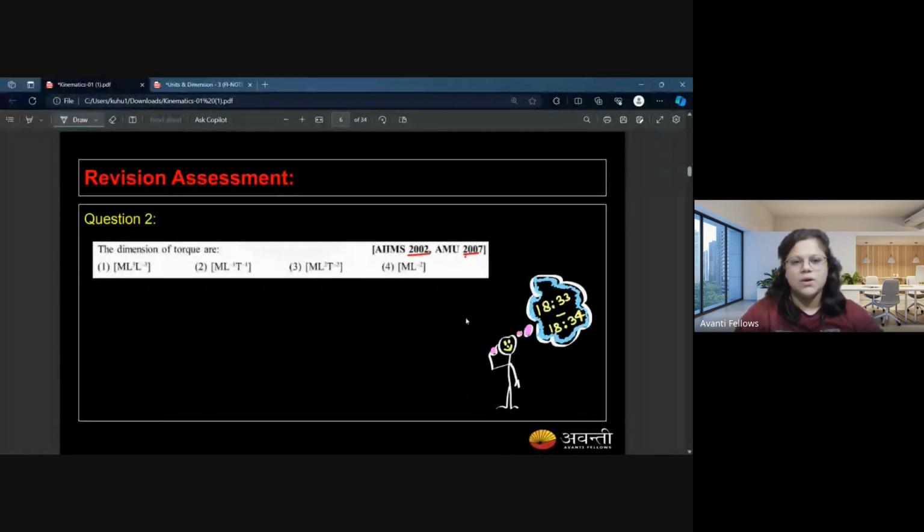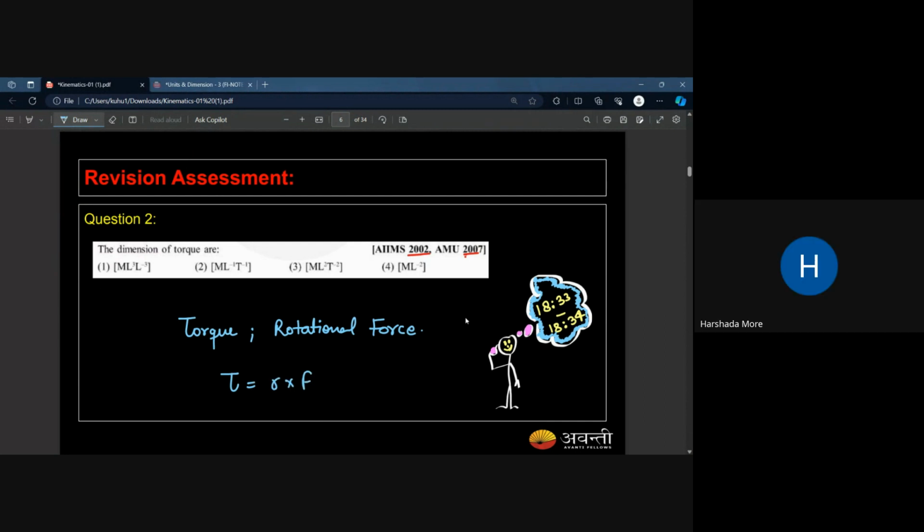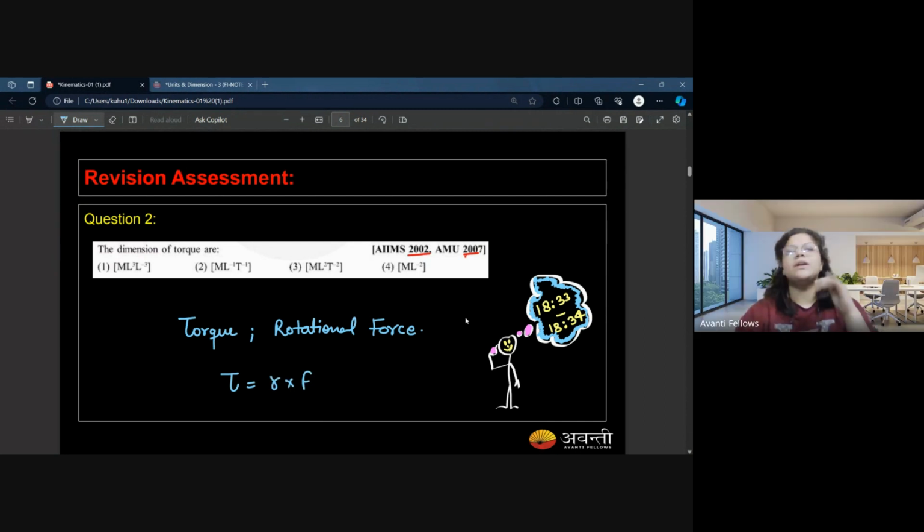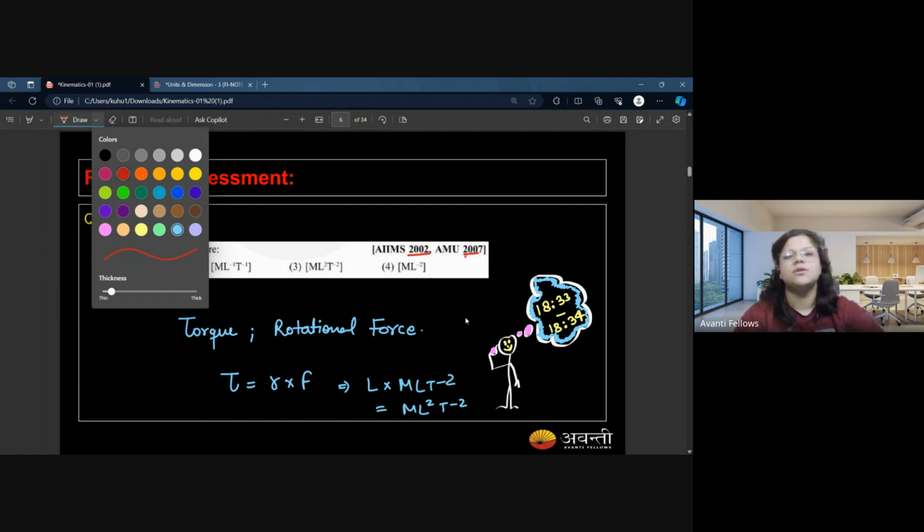Okay, so torque is the rotational force. The formula for torque is R into F. Although in vector form, the torque vector is equal to R cross F, we are not going to discuss that for the time being. R is length and F is mass into acceleration, which means MLT minus 2. So it would be ML2T minus 2, which is your option third. This is the dimension of torque.